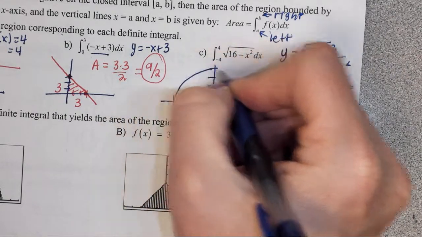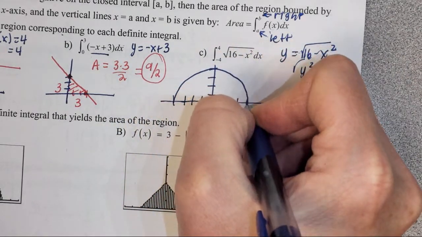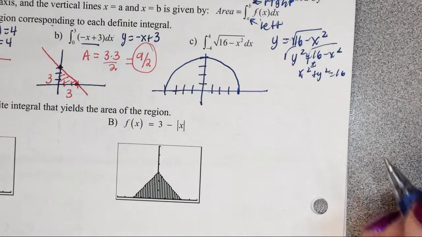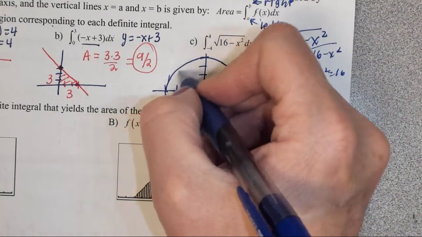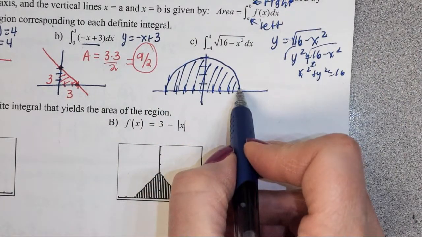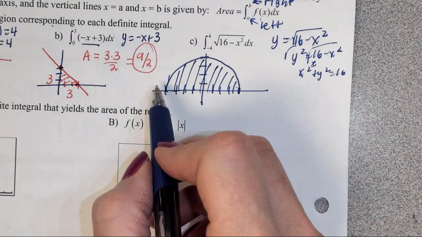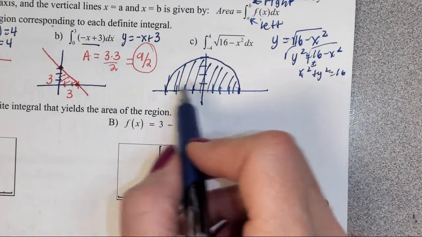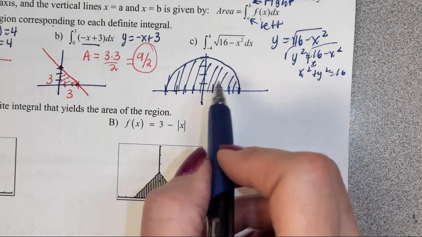So here's the shape we're looking at. Okay, so we're talking about this area bounded from -4 to +4. We could find this area without using a calculator because this is a semicircle.